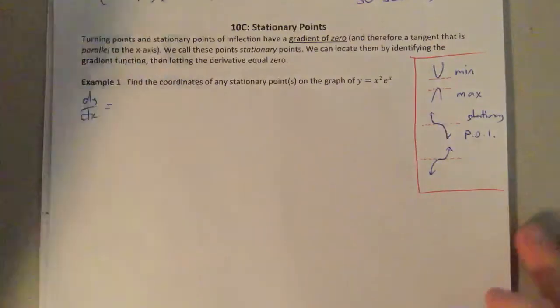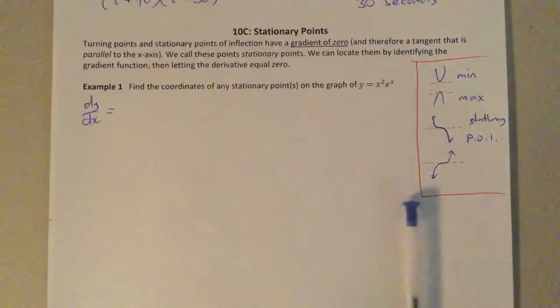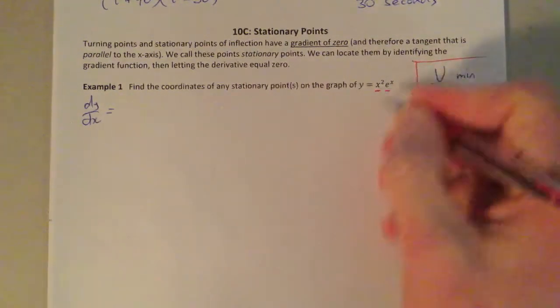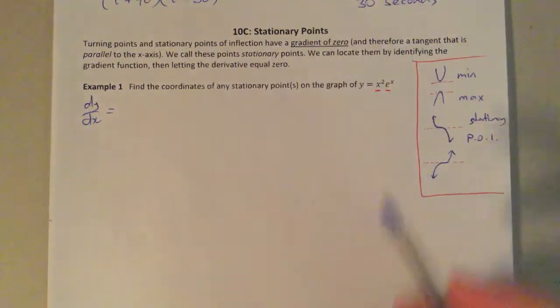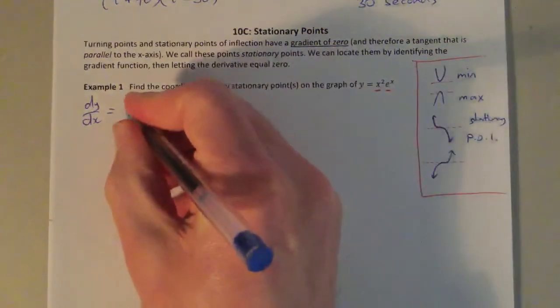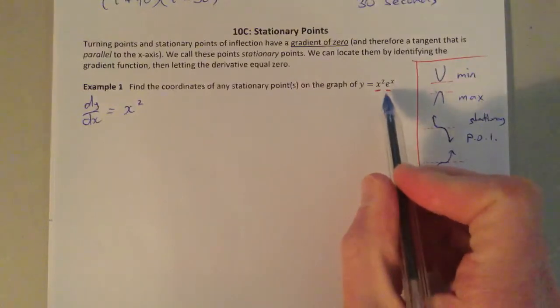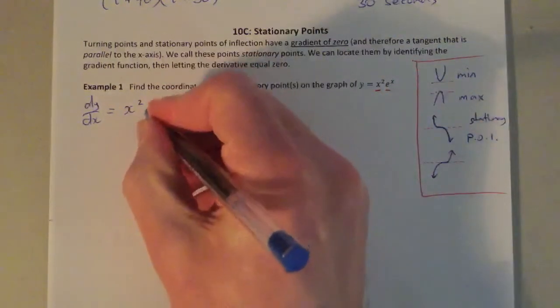We're going to find the rule for our gradient at any point. Even though it looks like a pretty simple function, it is two functions of x multiplied together. We've got x squared and e to the power of x, which means we can use the product rule to differentiate it. The product rule says you put down the first thing, x squared, and multiply by the derivative of the second thing. The derivative of e to the power of x, remember, is e to the power of x.